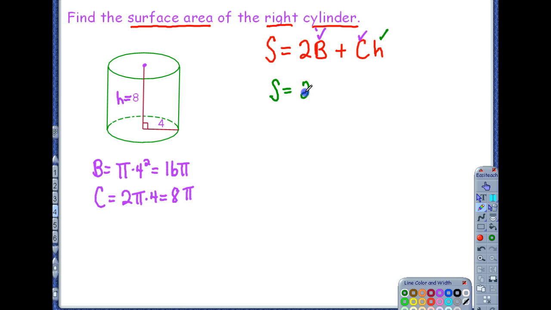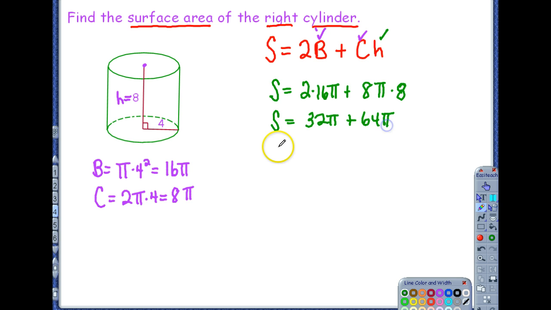So surface area equals 2 times the base area, 16 pi, plus the 8 pi times our 8. So that's going to be surface area equals, let's simplify this down. All right, so we've got a 32 pi plus a 64 pi. And we can actually combine them.